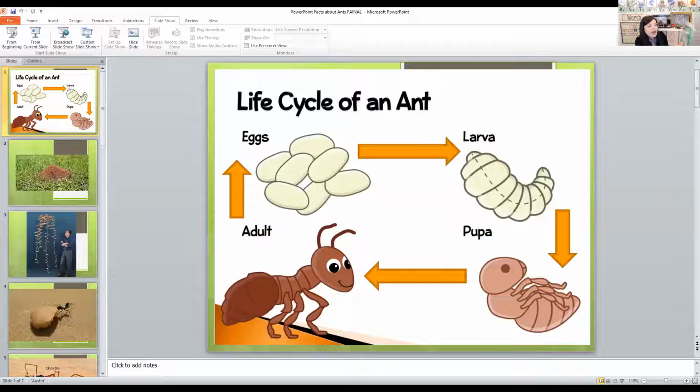First, we'll talk about the life cycle of an ant. Ants start as eggs, just like a bird. So ants begin as eggs, and then when the eggs hatch, out comes a larva. It looks more like a worm than an ant. Then the larva begins to grow and develops into a pupa. Pupa's like a baby ant. And then finally, the ant grows more and turns into an adult. The adult has a hard exoskeleton on the outside, 6 legs, 2 antennae.